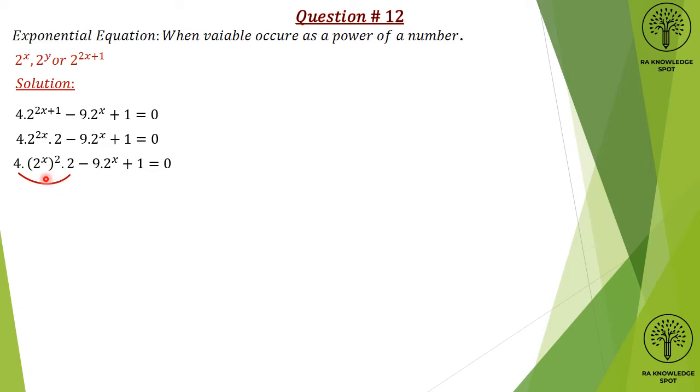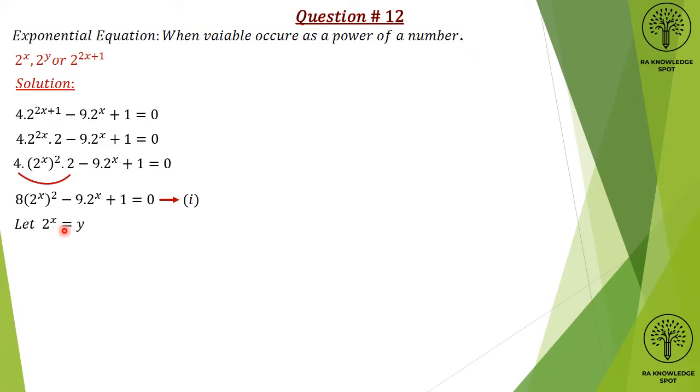Now 4 times 2 is 8, and we can write that as 8 times 2 power x, the whole squared. Then this one, and after that this is the main equation. Now the repetitive value is 2 power x.